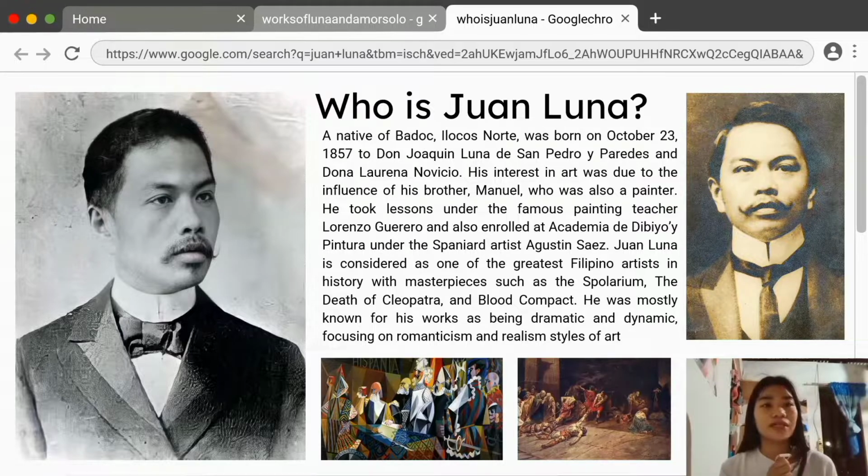Luna took Saiz's advice and settled in Spain, after which he enrolled at the Escuela de Bellas Artes de San Fernando. There he met the painter Don Alejo Vera and followed Vera to Rome, where he was exposed to art of the Renaissance painters that became so influential on his own art career.